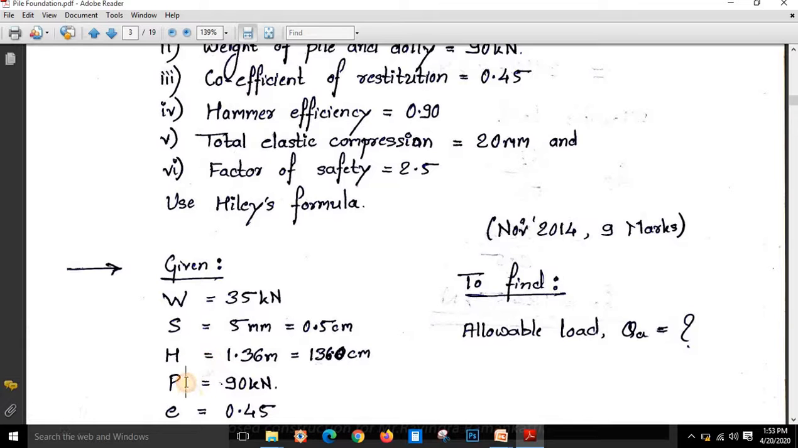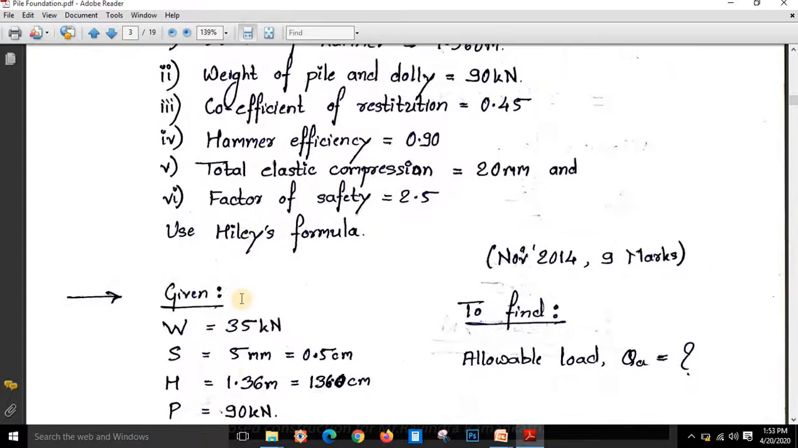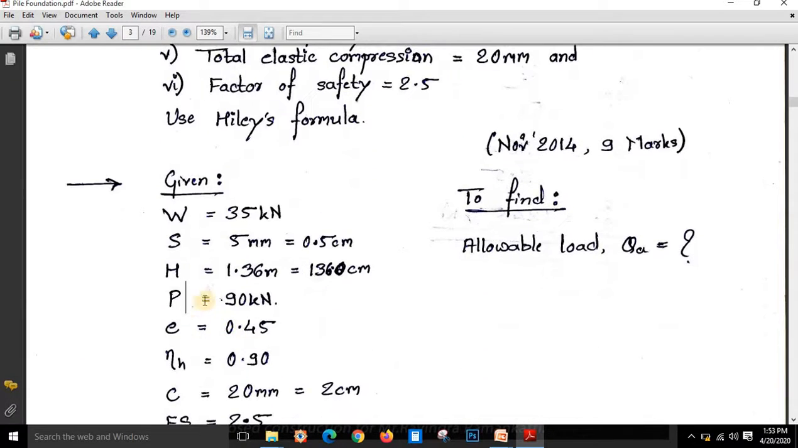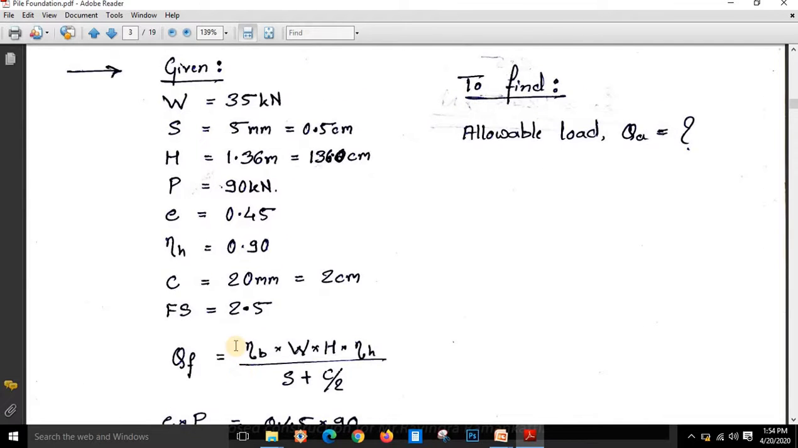So P is very important over here. Weight of a dolly and pile is 90 kilonewton. So E, elastic compression, is equal to 0.45. Efficiency of a pile they have given, as it is not a drop hammer, it is a single action steam hammer. So efficiency of a pile hammer is 0.9. C is equal to 20 mm they have given, that is 2 centimeter. So factor of safety is equal to 2.5.